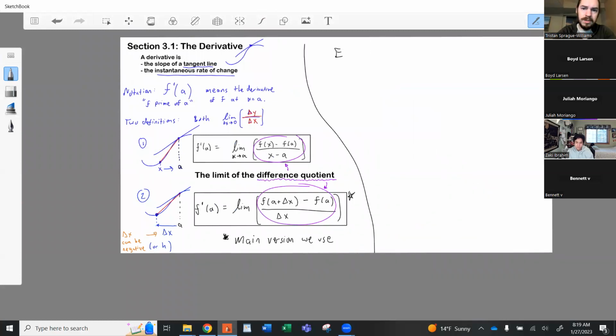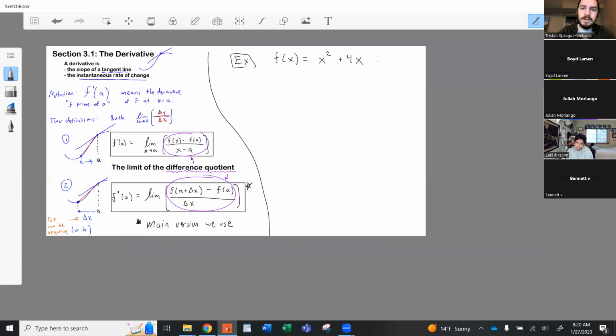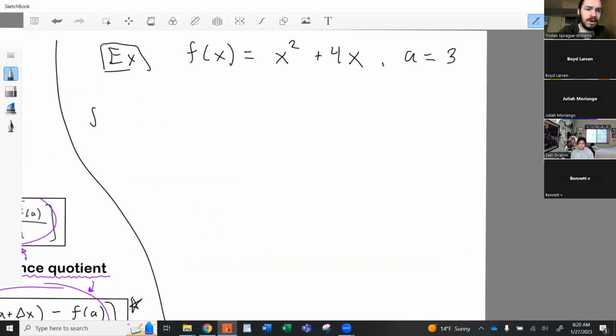So let's go ahead and do an example. Let's take a function, like x squared plus 4x. And let's pick a value. A equals, somebody give me a number. Preferably not something messy. Let's take an integer, positive or negative. 3. Thank you. A equals 3. Okay, so now what we're going to do is compute f prime, the derivative of the function at 3. We can use either of these two.